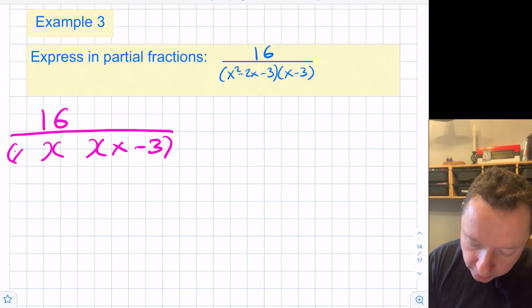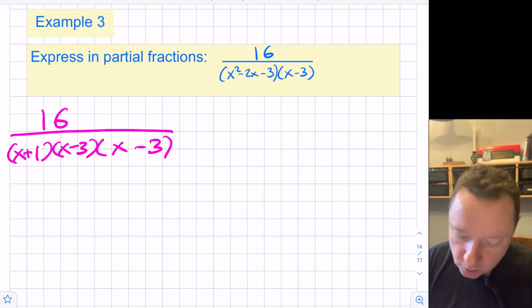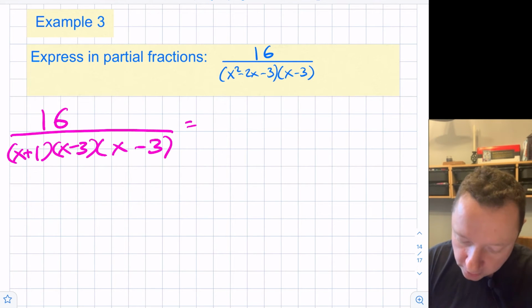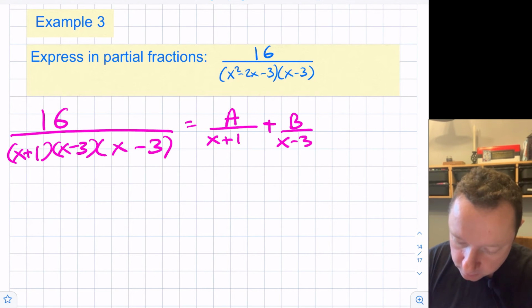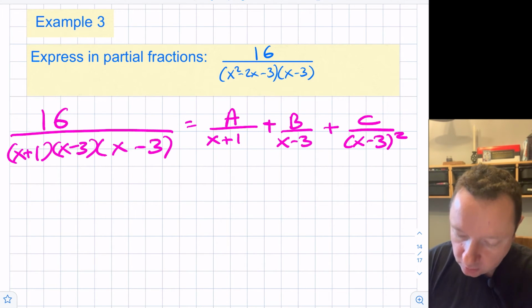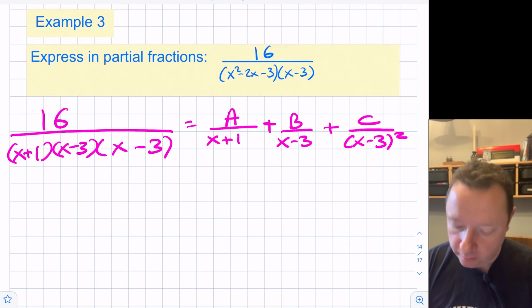We've got x and x. It must be 3 and 1. Minus 3. And then we've got plus 1 to get minus 2 in the middle. So that must then equal a over x plus 1 plus b over x minus 3 plus c over (x minus 3) squared because of a repeated factor. And then we can go ahead and straight away do that.